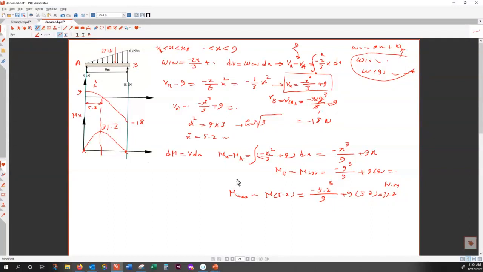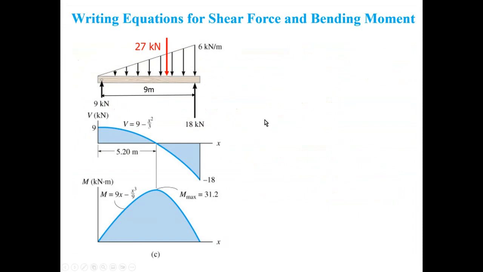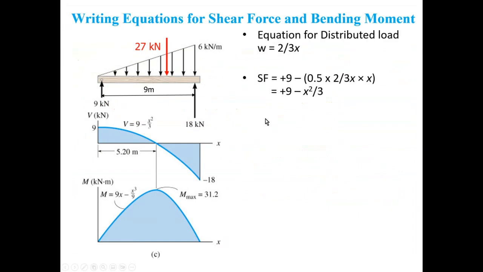All right. I leave the screen in case you want to take a snapshot, but you also have the solutions in the slide.